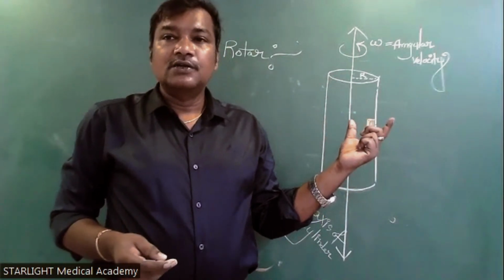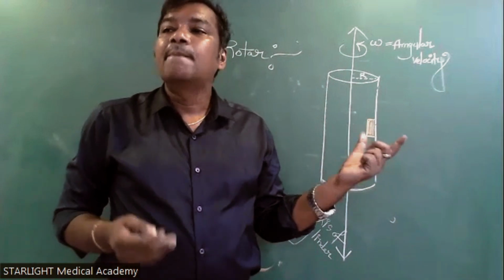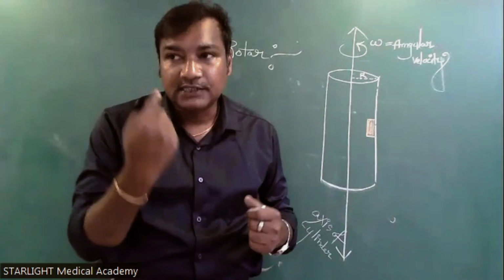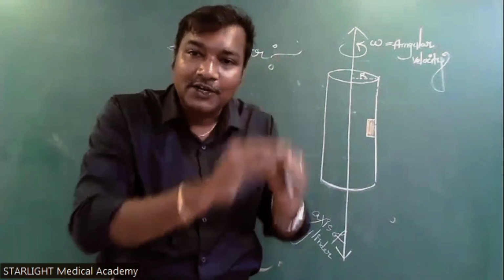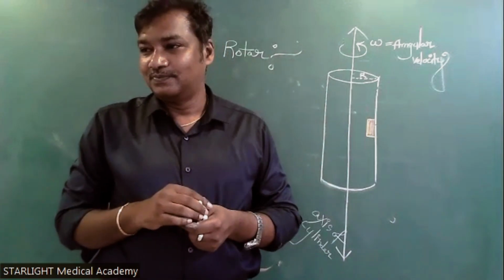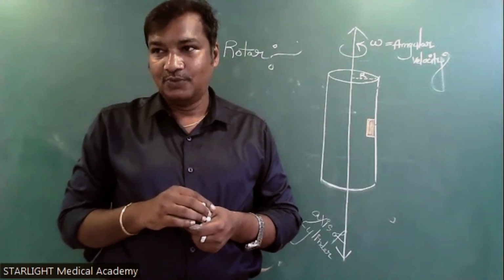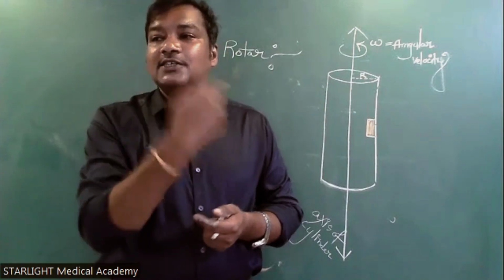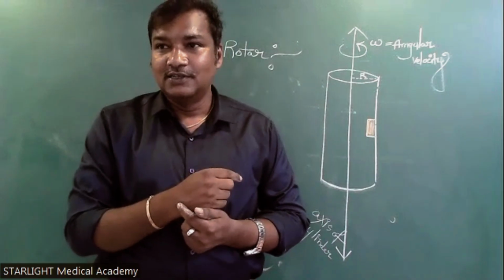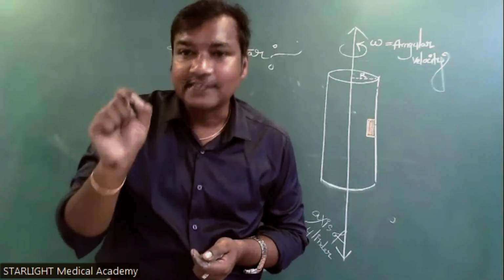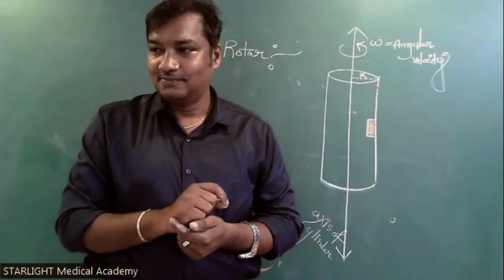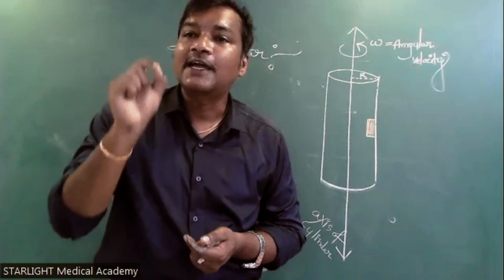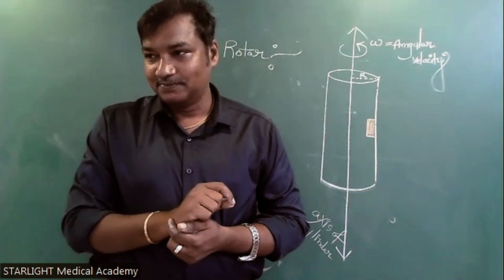What is the minimum angular velocity of the cylinder such that the body cannot fall down? The minimum angular velocity at which you rotate the cylinder to keep the body at rest. So we have to find the minimum angular velocity.